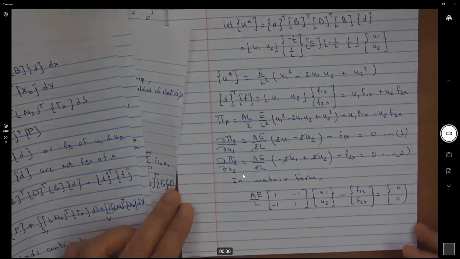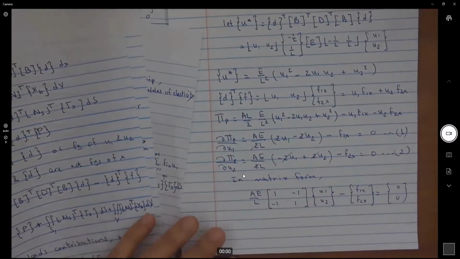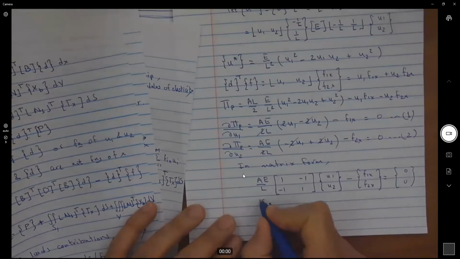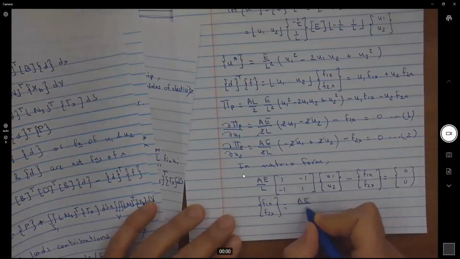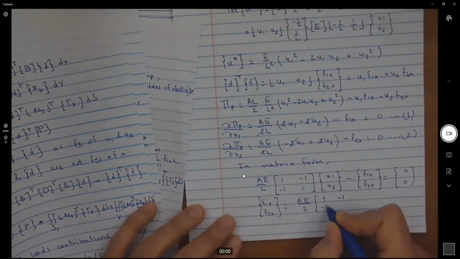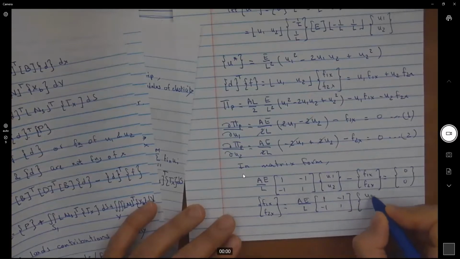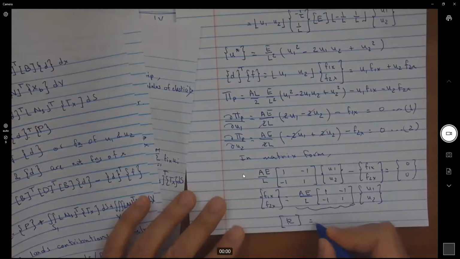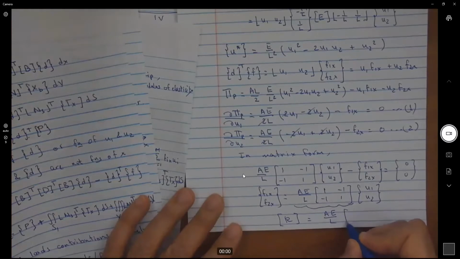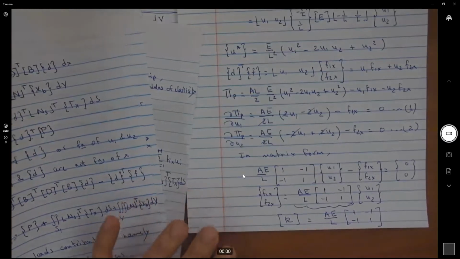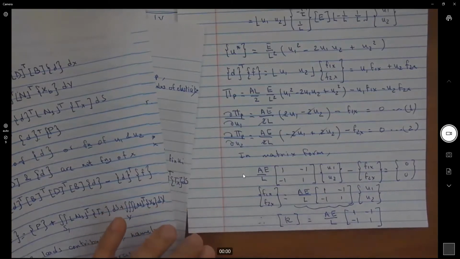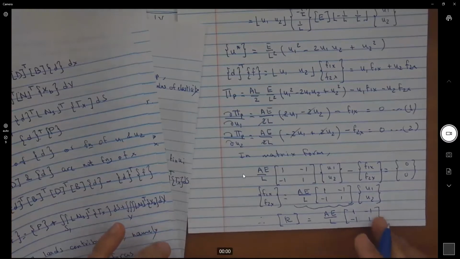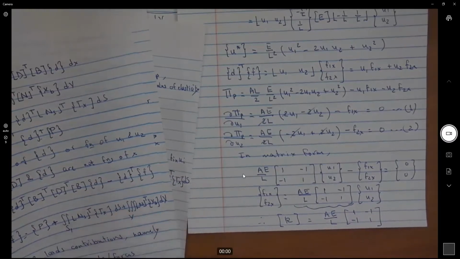Of course, if we move F to the other side, we can write it as F1x, F2x is equal to AE over L times 1 minus 1 minus 1 and 1 multiplied by U1 and U2. So clearly, this term here is my stiffness matrix K, which is equal to AE over L times 1 minus 1 minus 1 and 1 as before. So we were able to use the minimum potential energy to find the element stiffness matrix of a bar element.